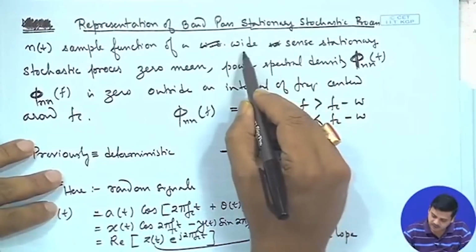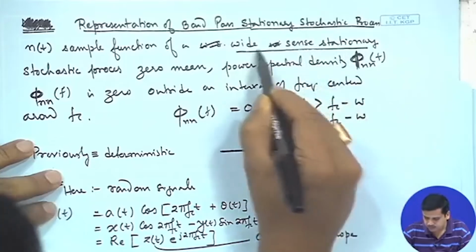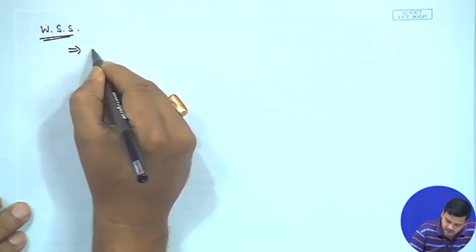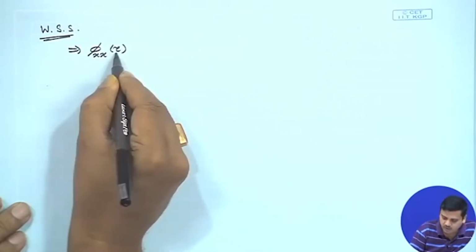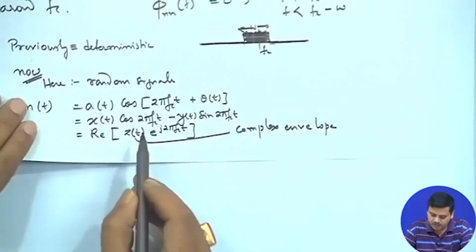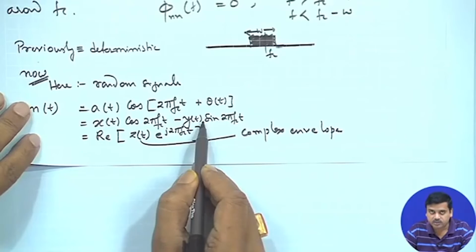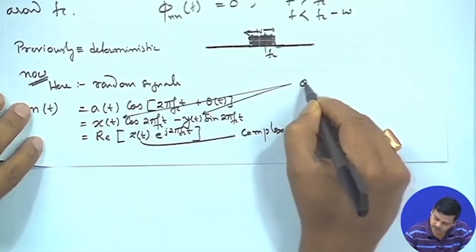So, now what we will deal with is, at this point we said that it is a wide sense stationary process, right. So, if it is a wide sense stationary process, we write WSS in short. So, since it is wide sense stationary, we would get this phi_xx(tau), which is the autocorrelation of the quadrature component x. x and y are the quadrature components of n(t).